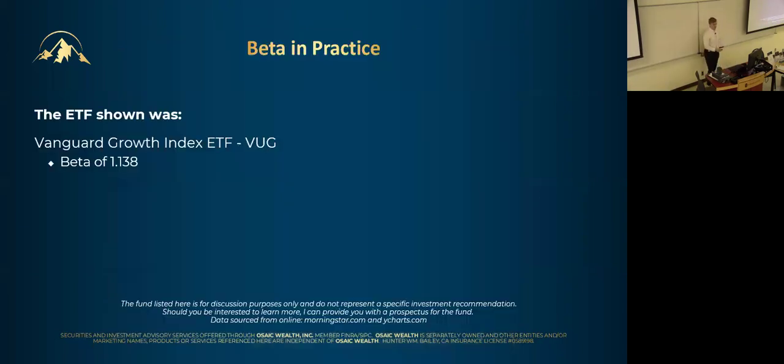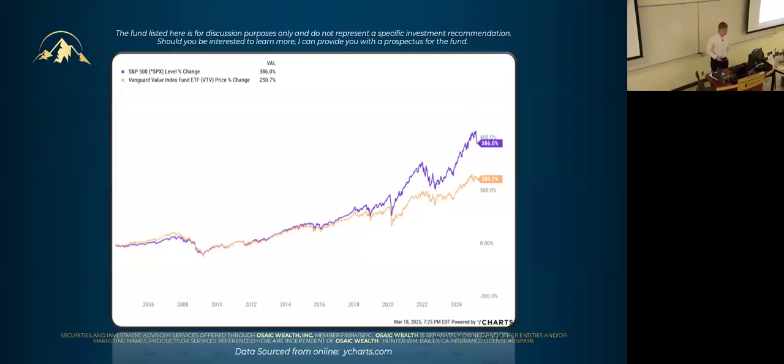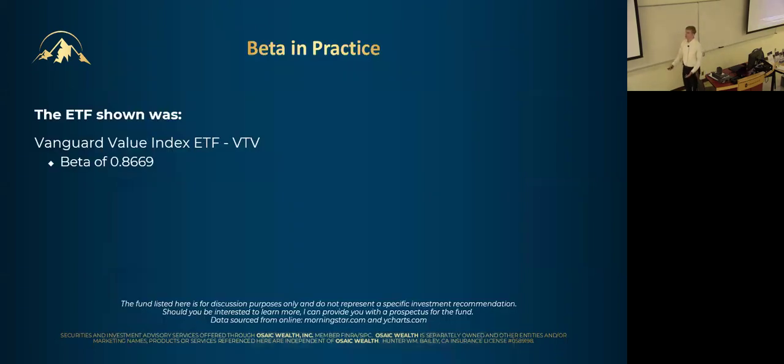Obviously, that was the Vanguard Growth Index ETF. So now we've got one more. Again, our S&P 500 index in purple and our ETF in orange. Do we think that's more, less, or the same? You think it was in between the last two? Yeah. So here we've got a beta of 0.8669, or roughly 0.87.